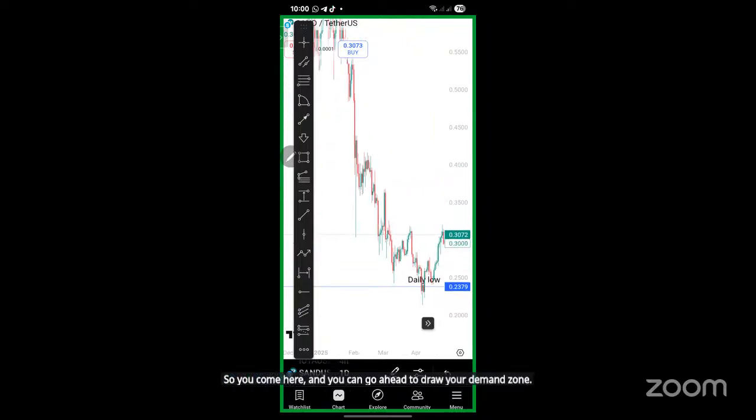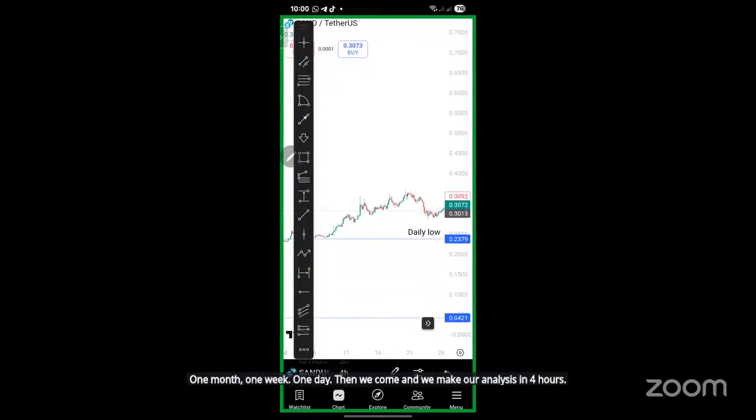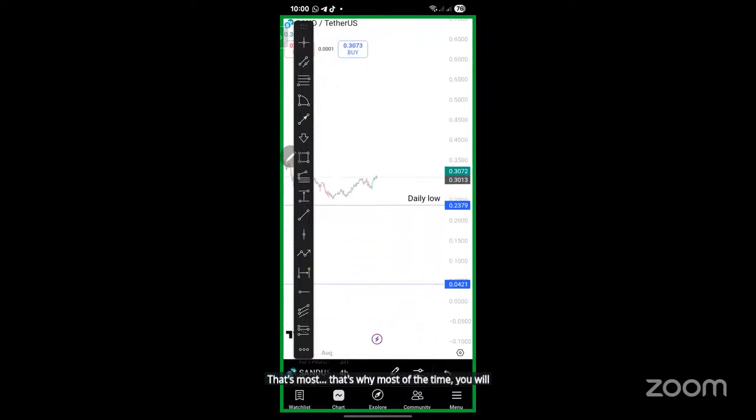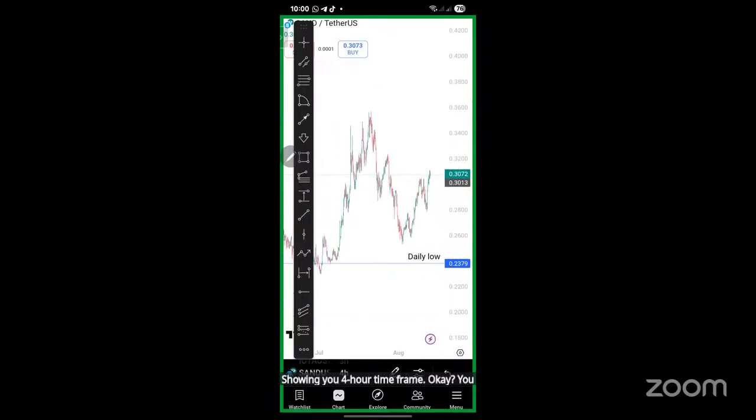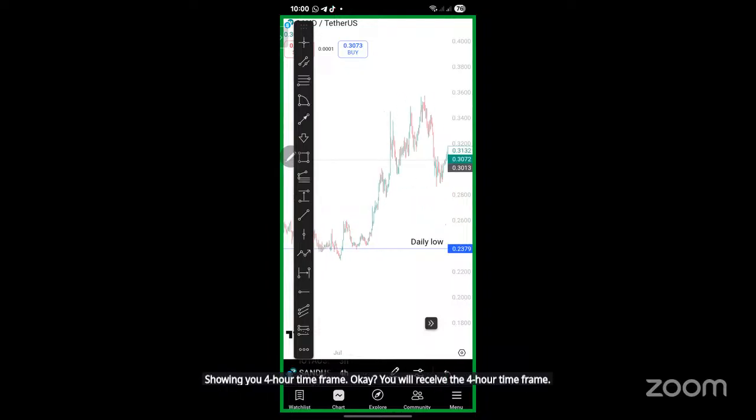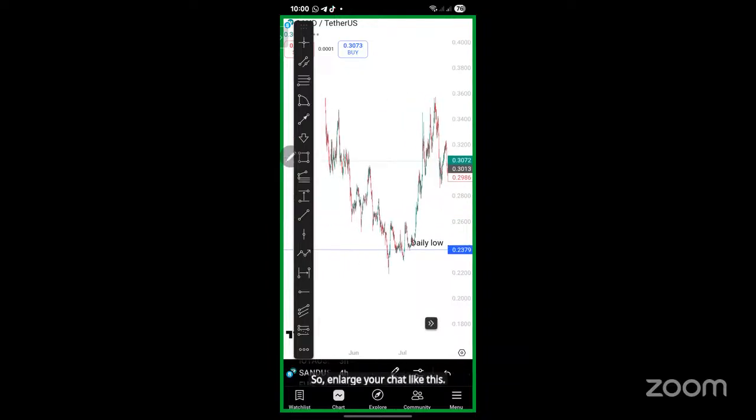Most of the time, we analyze bigger time frames, 1 month, 1 week, 1 day. Then we come and make our analysis in 4 hours. That's why most of the time you will see my chart showing the 4-hour time frame. So enlarge your chart like this.